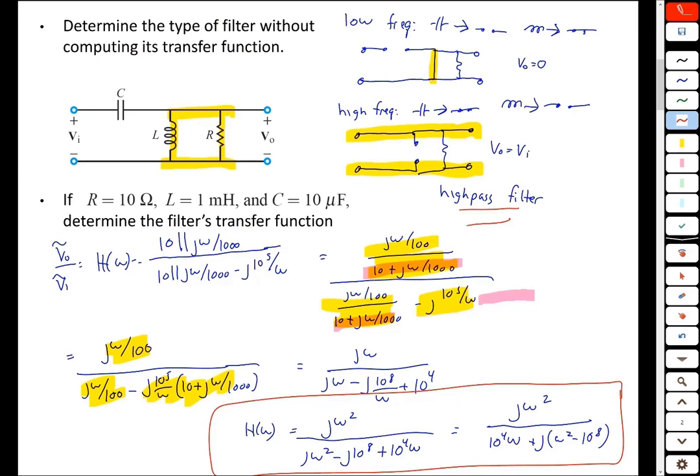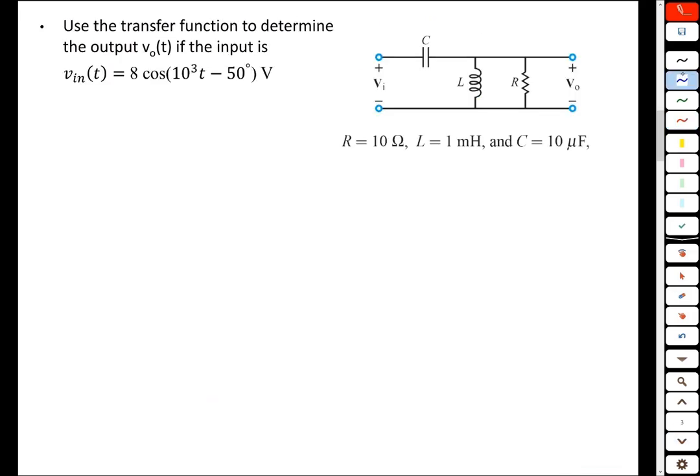Now that we have the transfer function, we can now calculate the output for a specific input. So from before, from the previous page, we know that the frequency response H of omega was what? j omega squared over 10 to the 4th times omega plus j omega squared minus 10 to the 8th. This is from the previous page. Now we're asked to find the output for a particular input. The particular input was 8 cosine of 10 to the 3 t minus 50 degrees. So the frequency of operation is 1,000 radians per second.